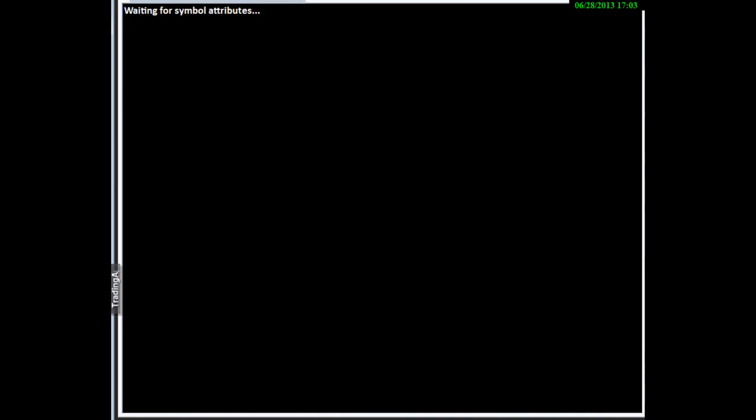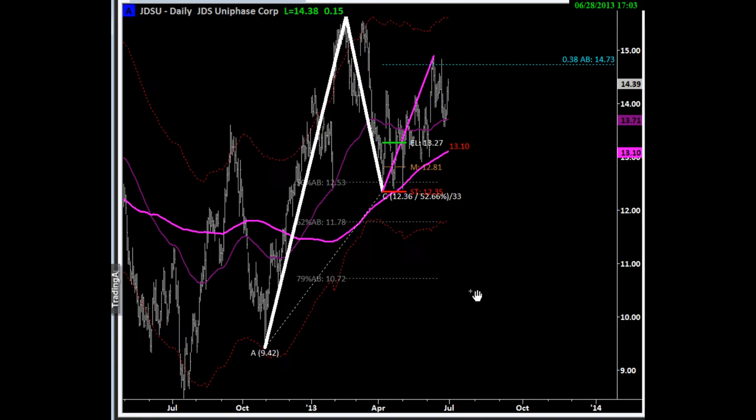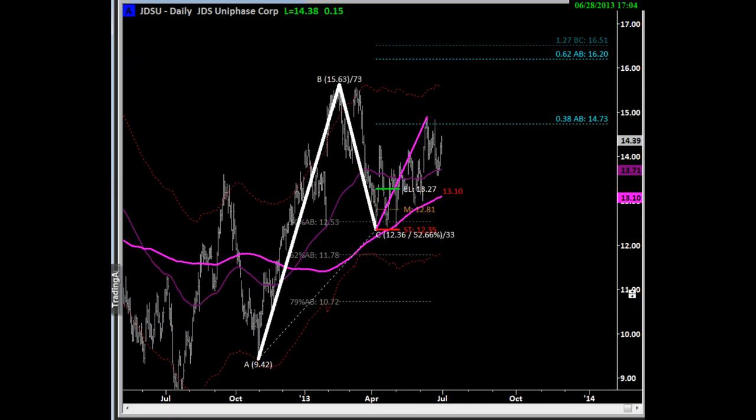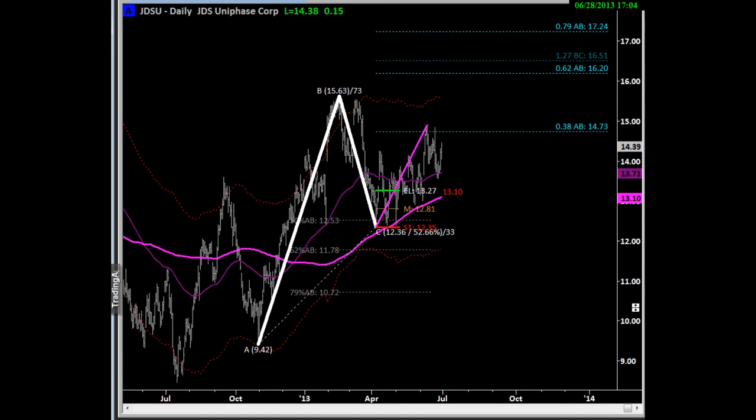Next is JDSU. This one I've been holding in my position for a while. I think my target is, if I'm not wrong, I have the $16 calls. Basically it's been fluttering for a while, and in the last few days there's been pretty good action, but of course market volatility is also playing a part. So I'm expecting it to reach this $16 price range.